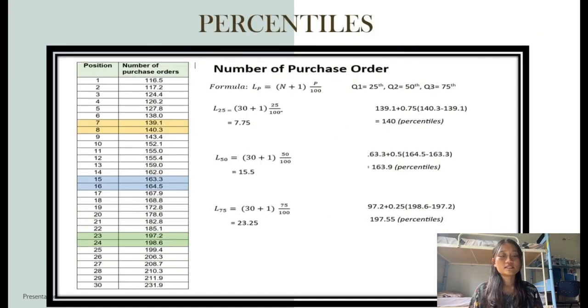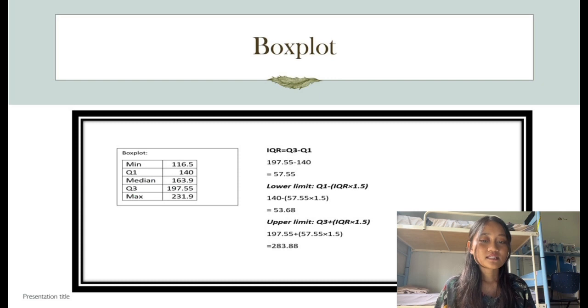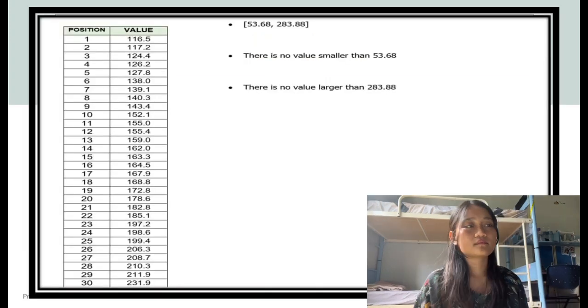Next, for the number of purchase order. So we are also using the 25, 50, and 75 percentiles to find out the first, second, and third quartiles. This is the summary value for mean, quarter 1, quarter 2, quarter 3, and the maximum, and also the calculation to find out the IQR.